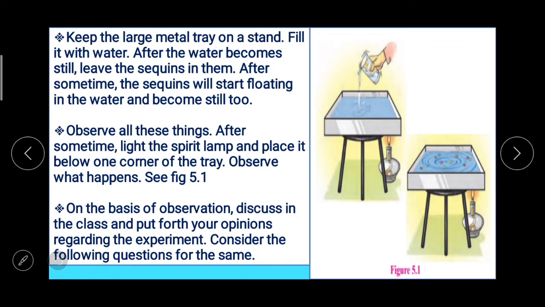So for this, in our textbook, figure 5.1 is given. To understand the concept of ocean currents, we need a large metal tray, water, plastic sequins, and a spirit lamp. Keep the large metal tray on a stand like this and fill it with water. After the water becomes still, leave the sequins in it. After some time, the sequins will start floating in the water and become still too.